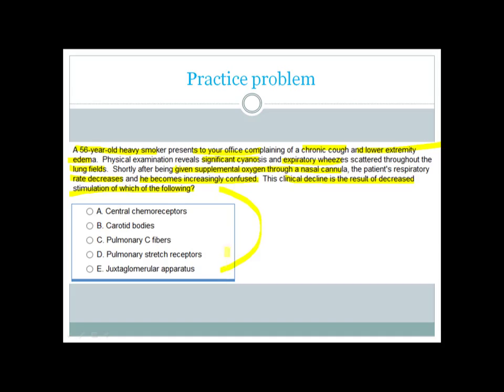So pause for a moment, pick your answer. Here my answer is decreased stimulation of the carotid bodies. Why is that so? First of all, look at the case. You have an older patient who has a history of smoking, a chronic cough, and lower extremity edema. Those points should suggest that this patient might have chronic bronchitis along with cor pulmonale. And also, the patient has significant cyanosis and expiratory wheezes, which also supports the fact. So this patient has a diagnosis of chronic bronchitis with cor pulmonale.